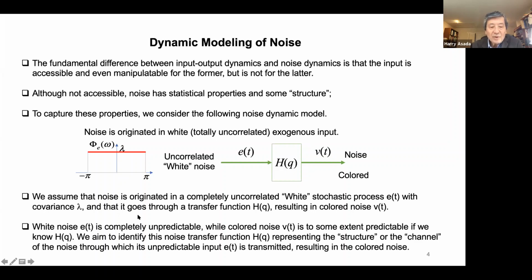So what we would like to do is to identify this noise transfer function H(q), representing the structure or the channel through which the noise comes to the system. We differentiate something totally unpredictable versus something from structure we can predict. We can actually approach this problem in this way.